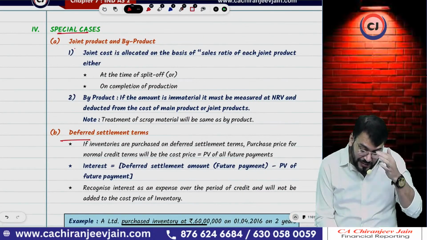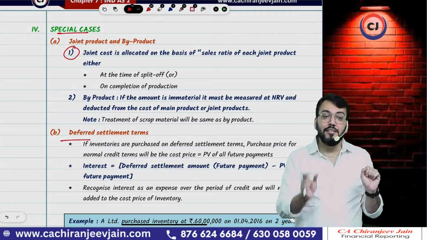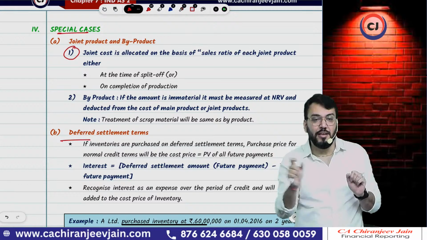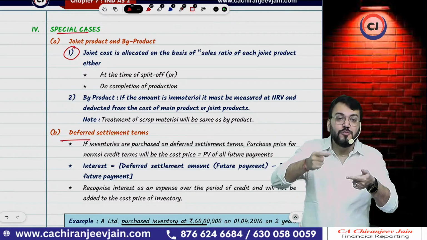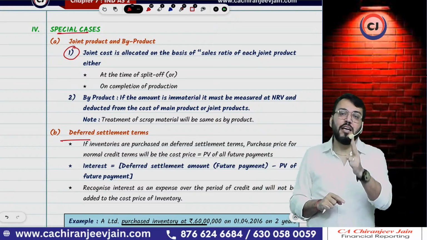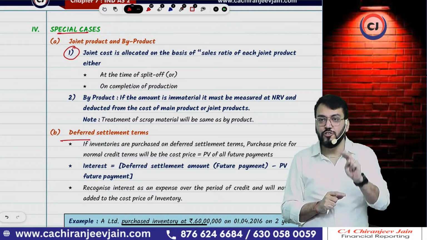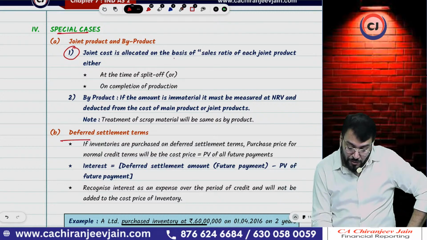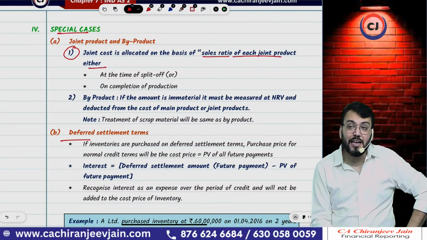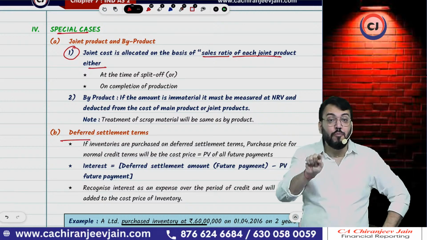So what Ind AS says is that whenever there is a joint product, first find out the joint cost. And that joint cost will be allocated to each main product in the ratio of sales value. But for that ratio they have given two options. It will be allocated on the basis of the sales ratio of each joint product either at the point of split off, meaning the sales value calculated at the point of split off.